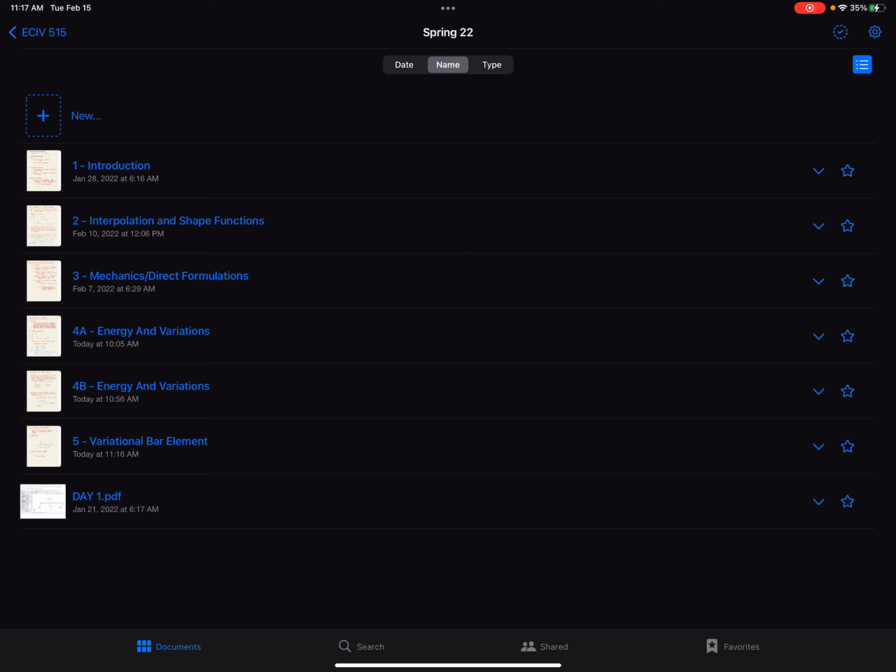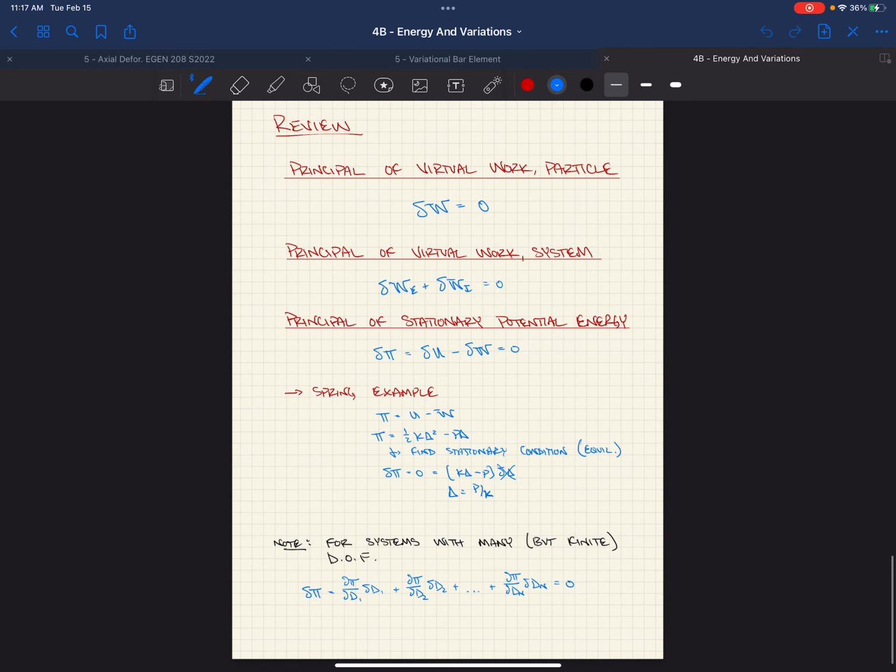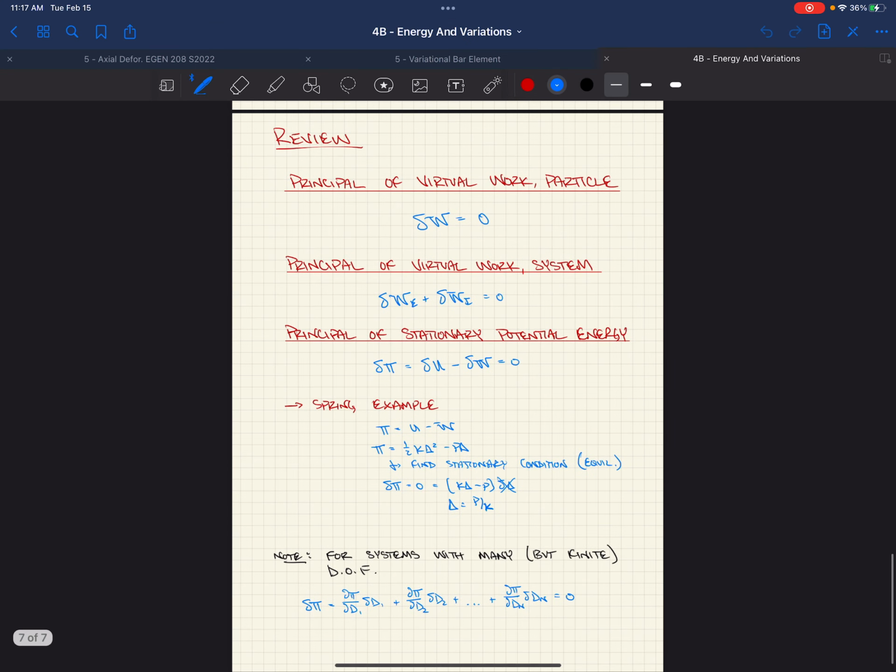We are going to now review our energy and variations. Really the big thing to remember coming out of those lectures is the principle of virtual work: the work done by external forces and the work done by internal forces, adding those up equals zero. That would make a system that's in equilibrium.